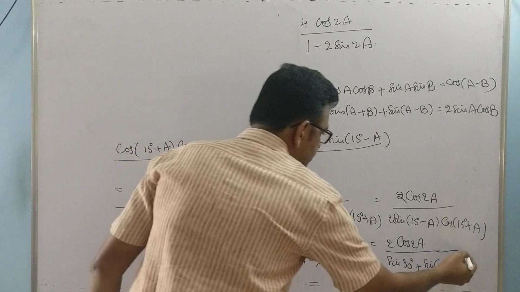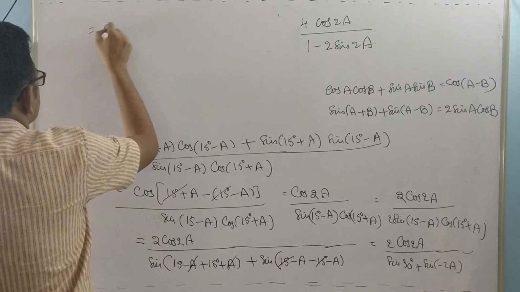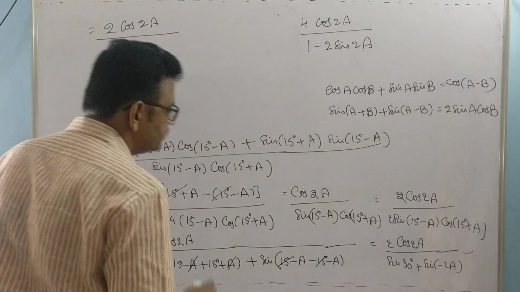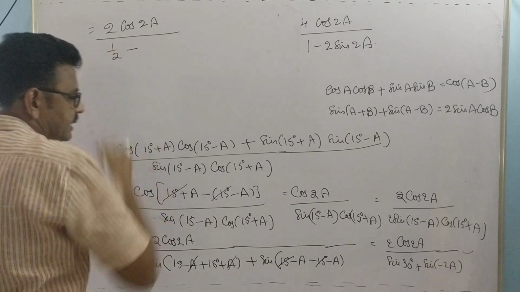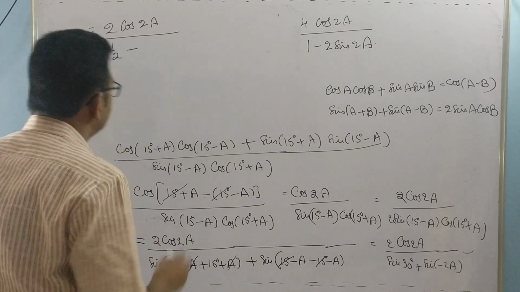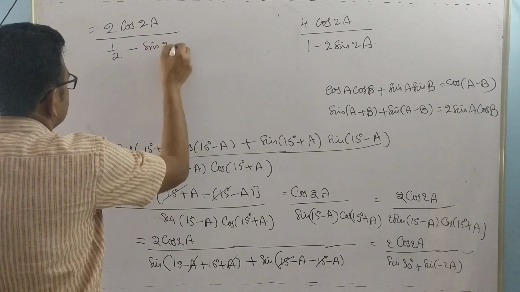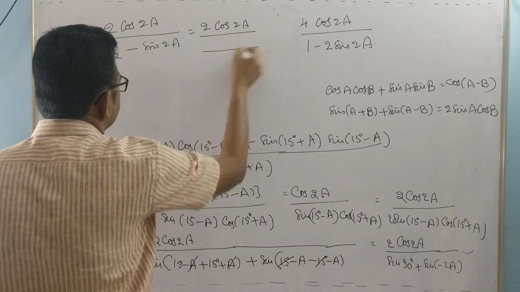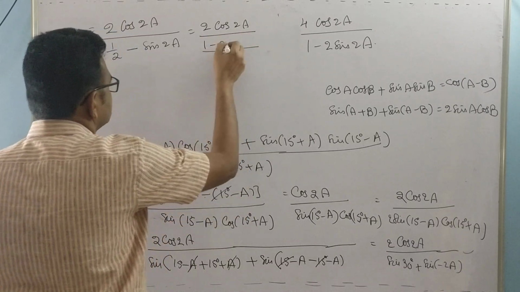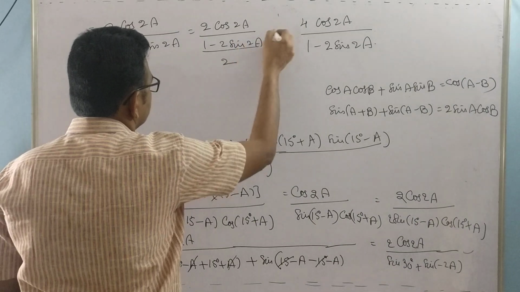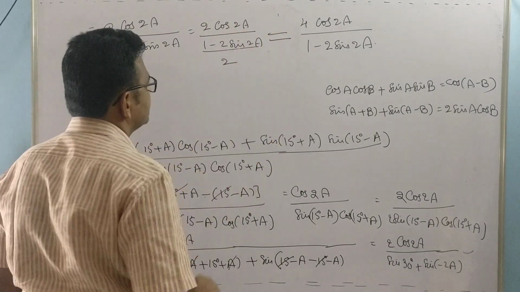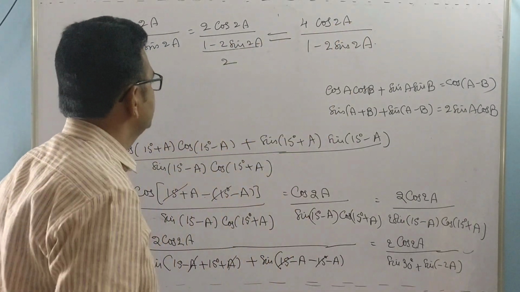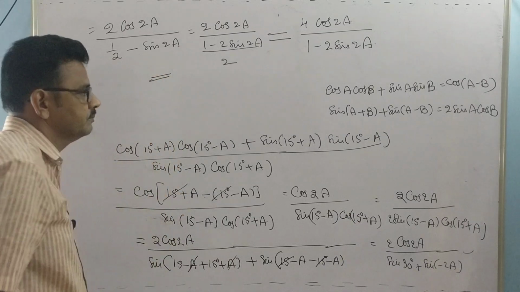So this is equal to 2 cos 2A by sin 30, which is 1 by 2, minus sin 2A, since sin of minus 2A is minus sin 2A. So this is 2 cos 2A by, taking LCM 2, 1 minus 2 sin 2A, which is equal to, as 2 comes in the numerator, 4 cos 2A by 1 minus 2 sin 2A. So this is the result.